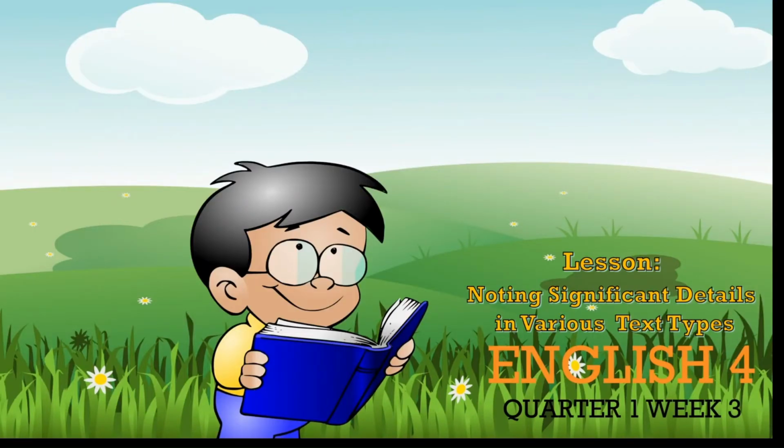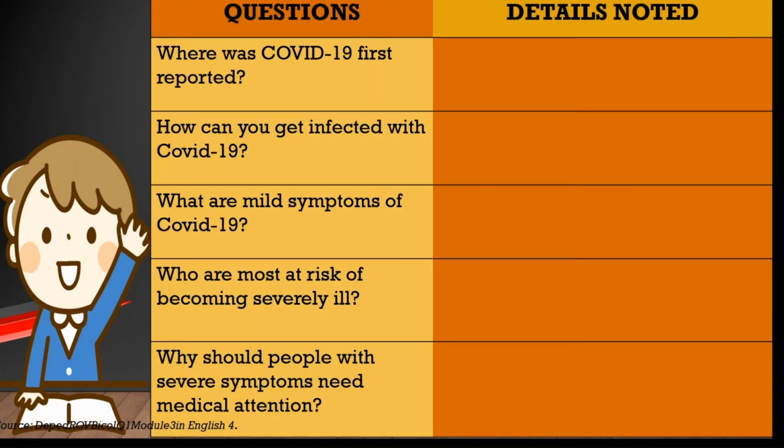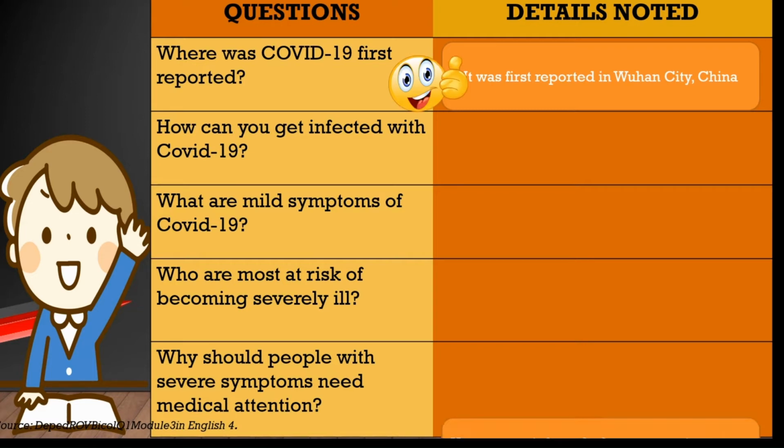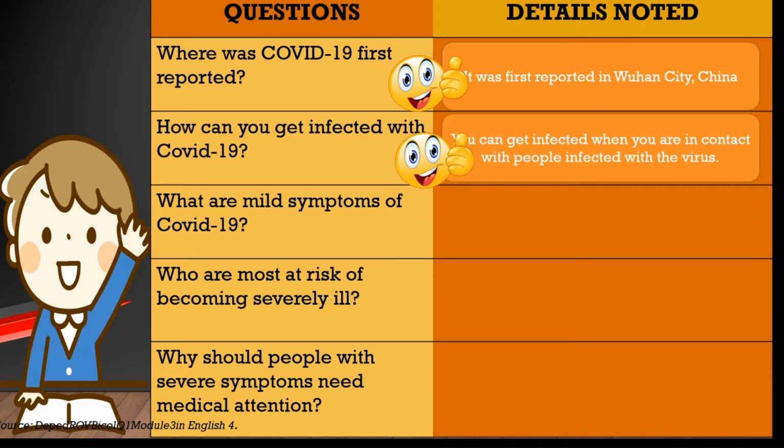Let us see if you have noted important details by answering these questions. Where was COVID 19 first reported? That's right. COVID 19 was first reported in Wuhan City, China. How can you get infected with COVID 19? Correct! You can get infected when you are in contact with people infected with the virus. What are mild symptoms of COVID 19?